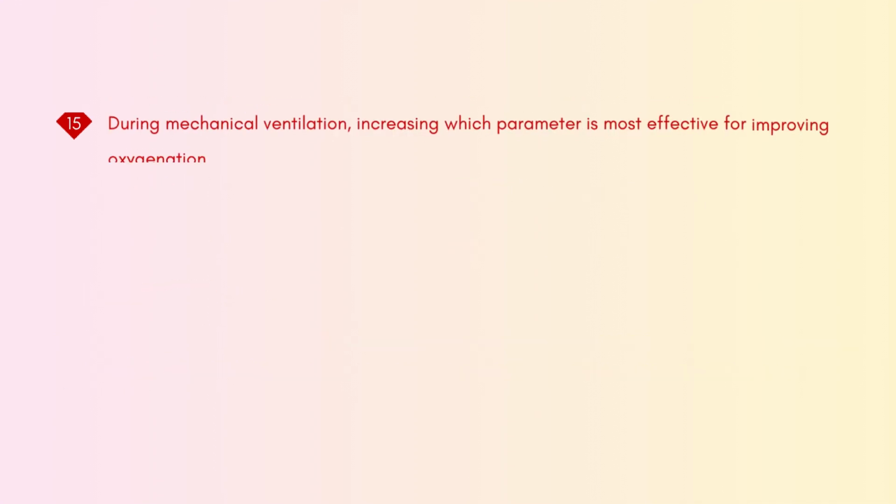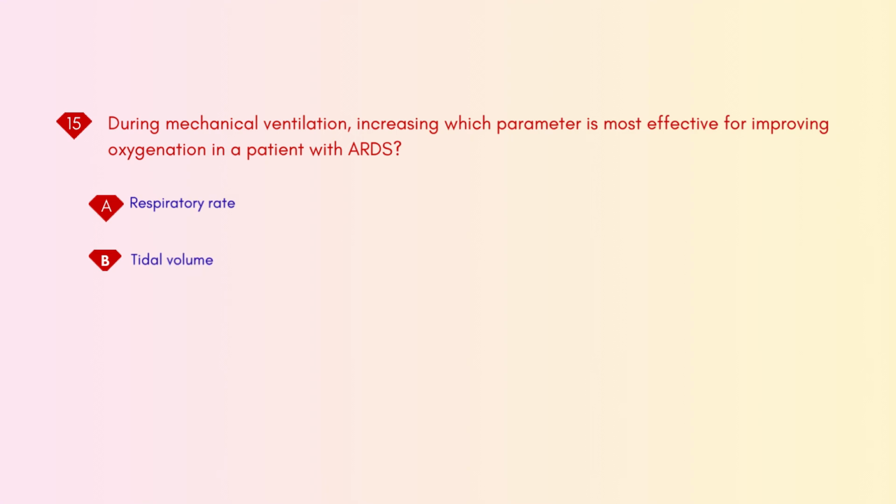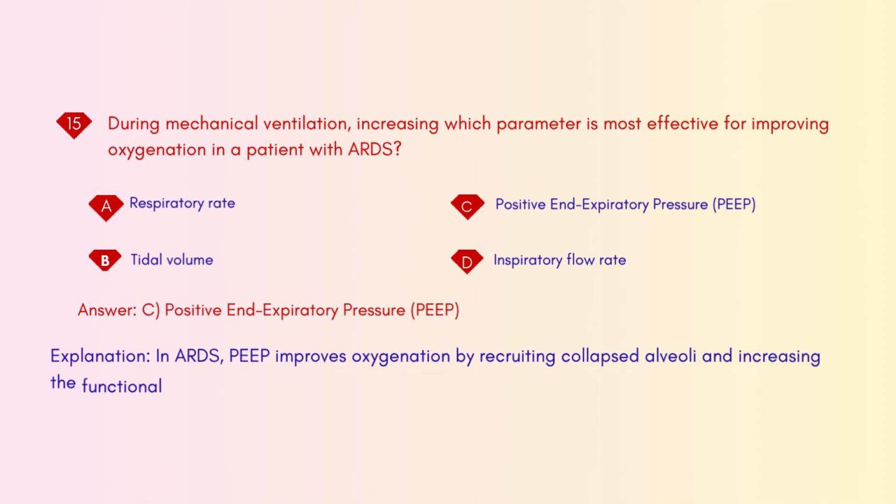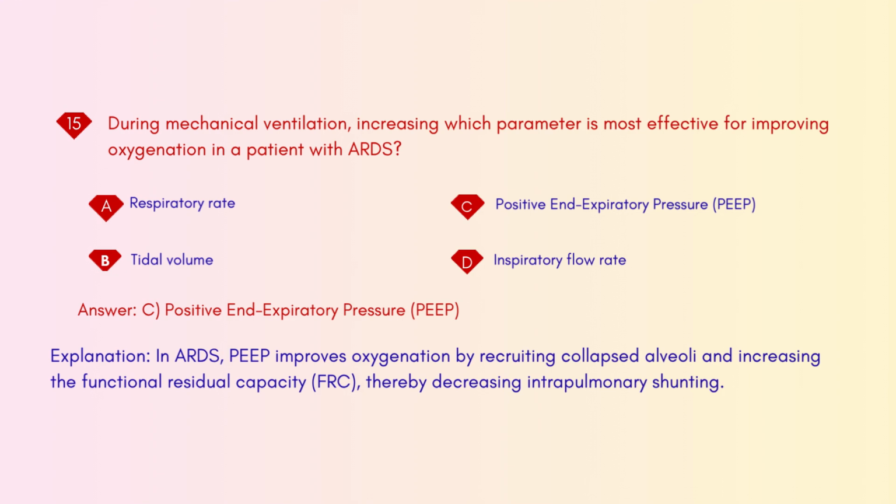During mechanical ventilation, increasing which parameter is most effective for improving oxygenation in a patient with ARDS? A. Respiratory rate. B. Tidal volume. C. Positive end expiratory pressure, PEEP. D. Inspiratory flow rate. Answer, C. Positive end expiratory pressure, PEEP. Explanation: in ARDS, PEEP improves oxygenation by recruiting collapsed alveoli and increasing the functional residual capacity, FRC, thereby decreasing intrapulmonary shunting.